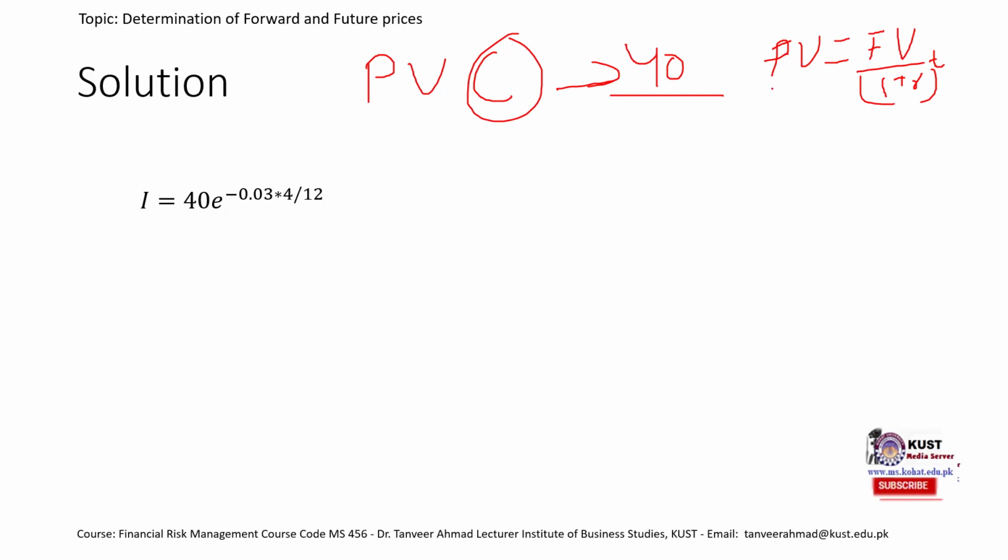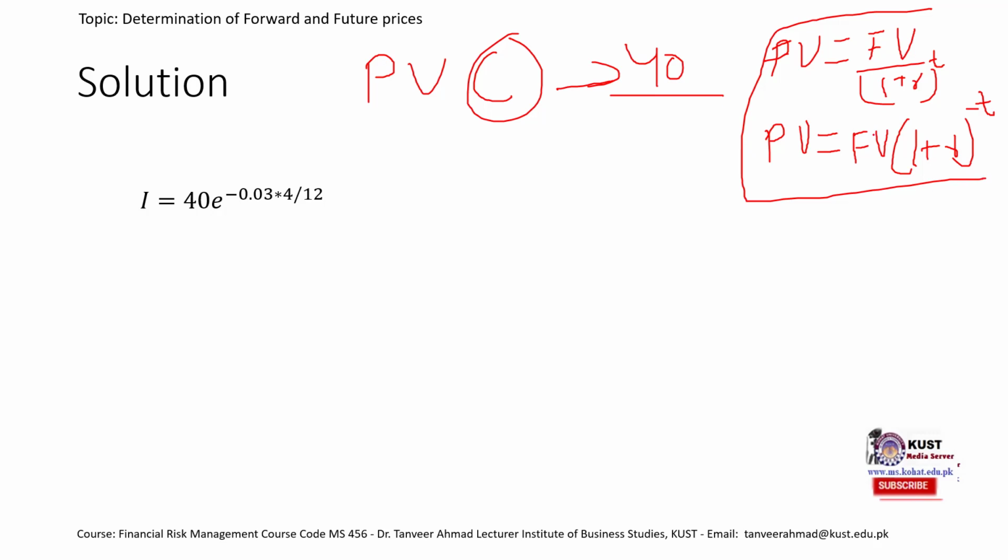Now we can write the same present value formula in one more way. Normally we are not used to saying it like this, but this would be FV into 1 plus R raised to power minus T. They both are same formulas. They both give the same result.